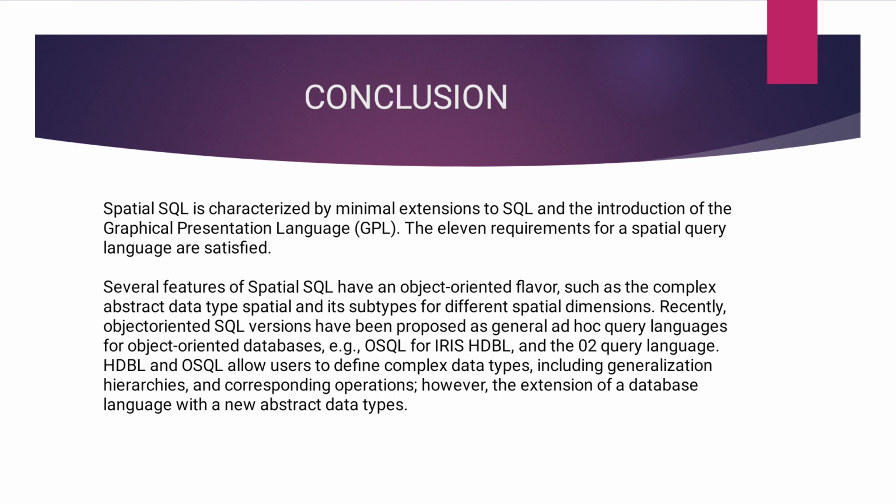Several features of spatial SQL have an object-oriented flavor, such as a complex abstract data type spatial and its subtypes for different spatial dimensions. Recently, object-oriented SQL versions have been proposed as general ad hoc query languages for object-oriented databases. Example: OSQL for Iris, HDBL, and Z query language. HDBL and OSQL allow users to define complex data types, including generalization hierarchies, and corresponding operations. However, the extension of a database language with new abstract data types.